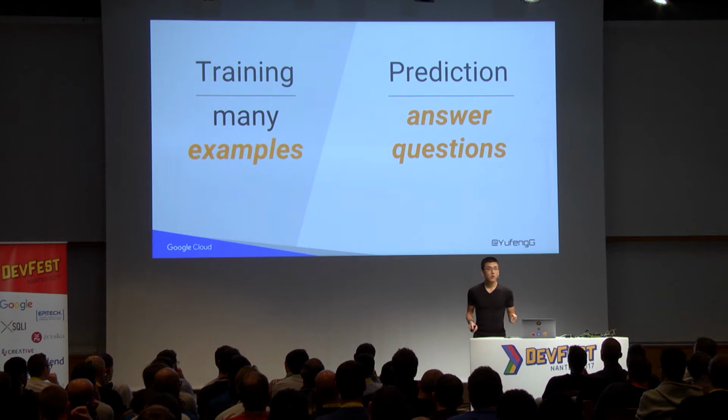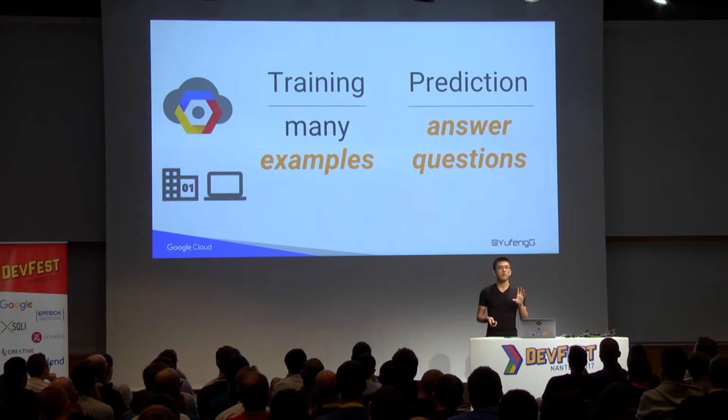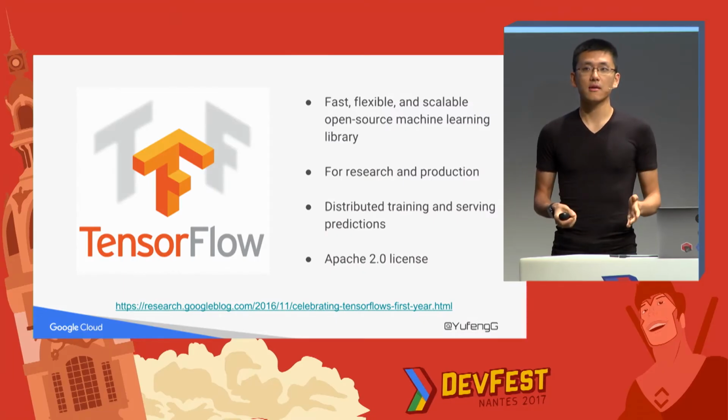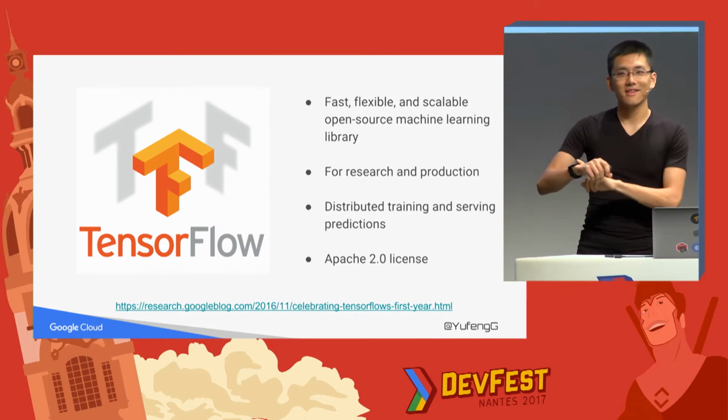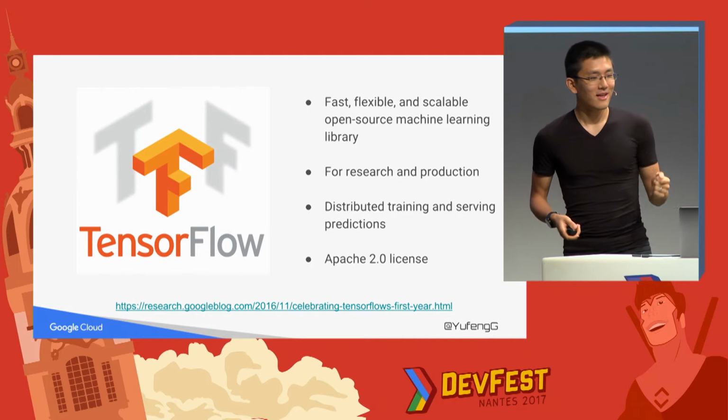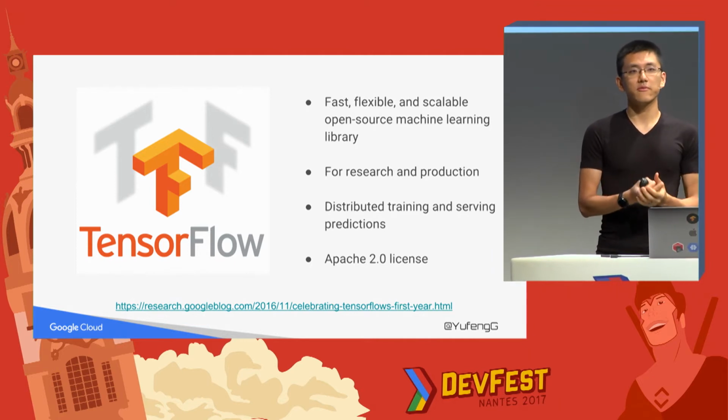So to begin with, we'll talk about the training, okay? And then we'll move on to the prediction. And both of these are possible to be performed both locally on your own laptop or in the cloud, depending on your situation, your use case, things like that. Now, TensorFlow is what we'll be using today. Of course, there are many other machine learning libraries. Not enough minutes left in this session to talk about all of them. But TensorFlow is Google's choice of machine learning library.